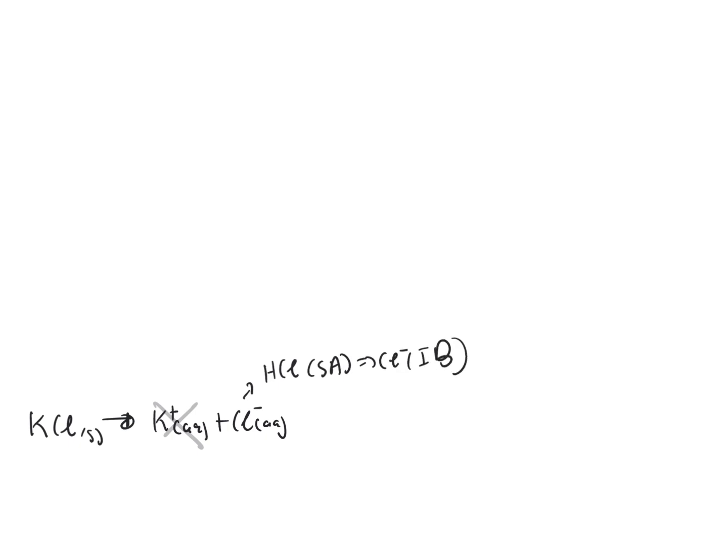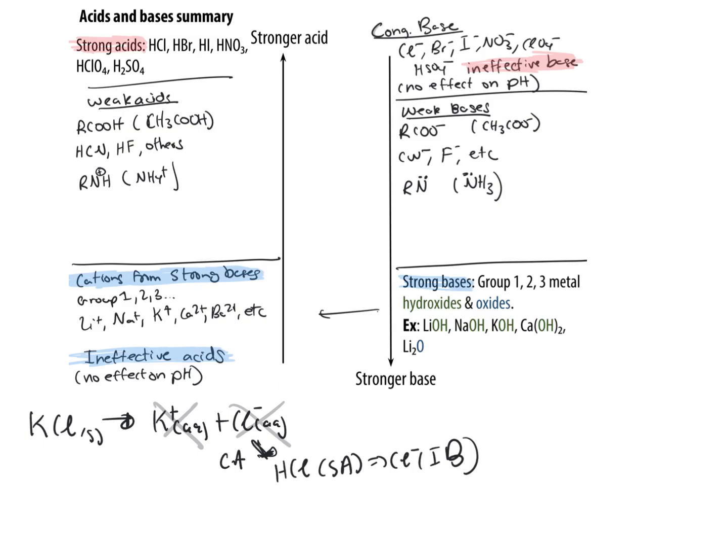And so similarly, just like NO3 minus was an ineffective base, Cl minus is an ineffective base for that exact same reason. So all of that memorization of the strong acids, which gives you the ineffective bases, and again the strong bases, which gives you those cations that are ineffective acids, really pays off here. Now again, since neither the cation nor the anion affects the pH, this is just a neutral salt with a pH of 7.